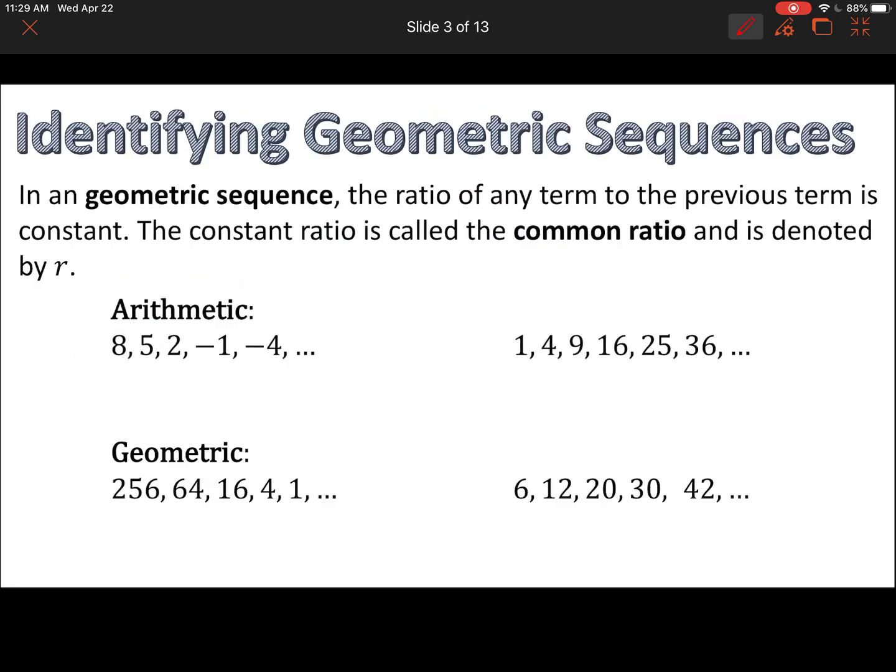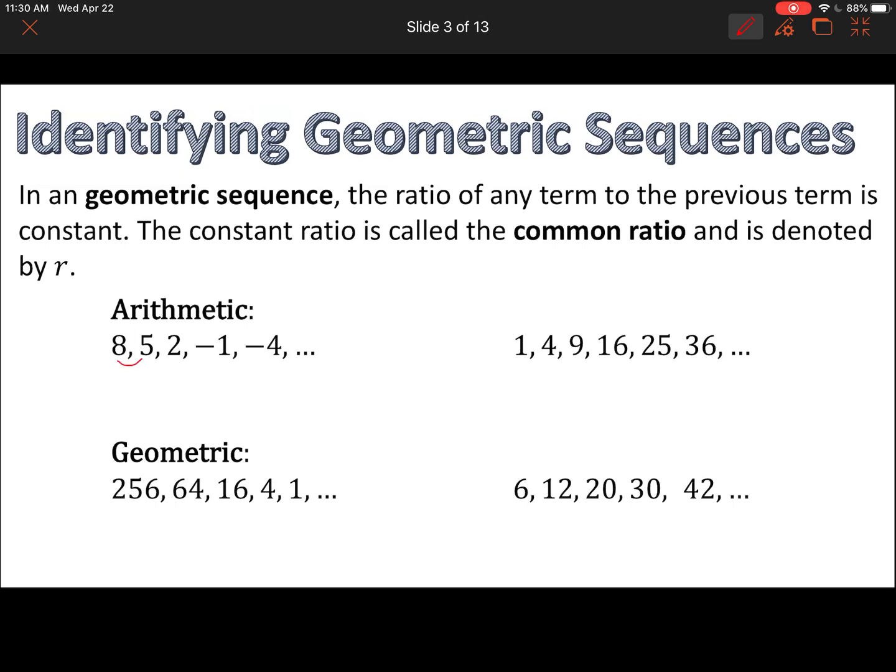Okay, so first what we have to do is identify whether or not it's geometric. We learned last class how to identify if it's arithmetic. That's if you have a common difference, or the same number that you keep adding. For geometric, you're going to find out if you have a common ratio, or the same number that you keep multiplying by. So just a really quick recap here.